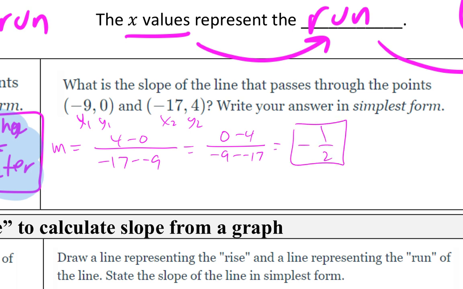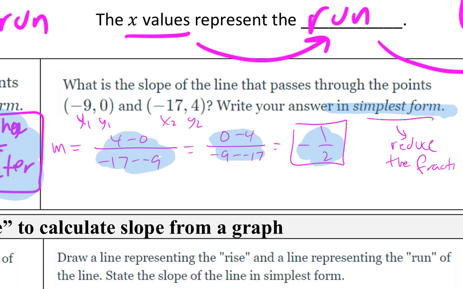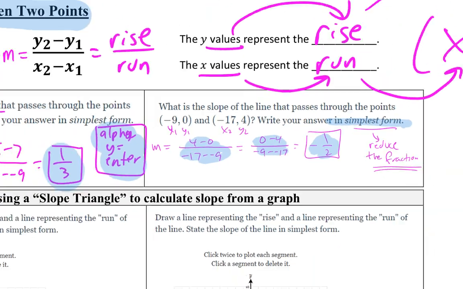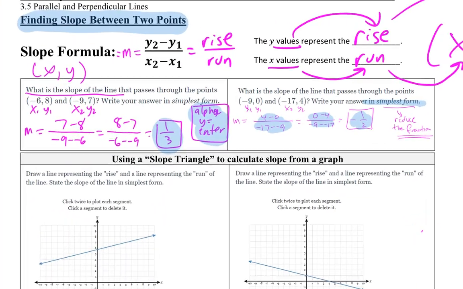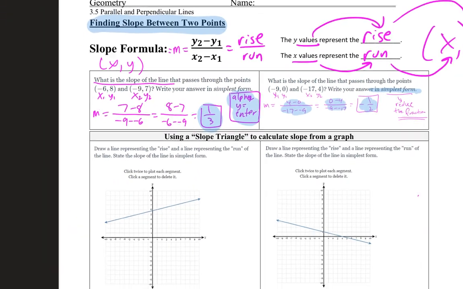All we have to do is type this or this into our calculator, and it will give us this as an answer. When they ask for simplest form, we have to reduce the fraction. That's what that means. All right, that's it on that. I do have a couple practice problems on that.